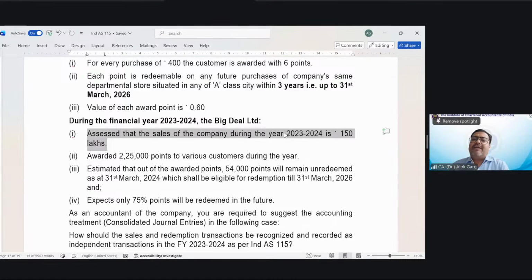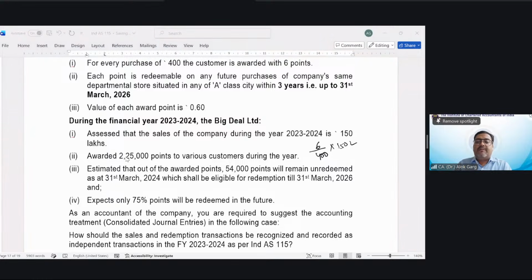If 1.5 crore is sales, how much is the reward point? As simple as that: 6 points divided by 400 rupees multiplied by 150 lakhs. This will give you how many reward points?